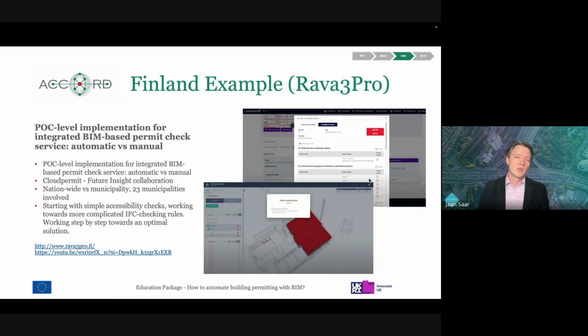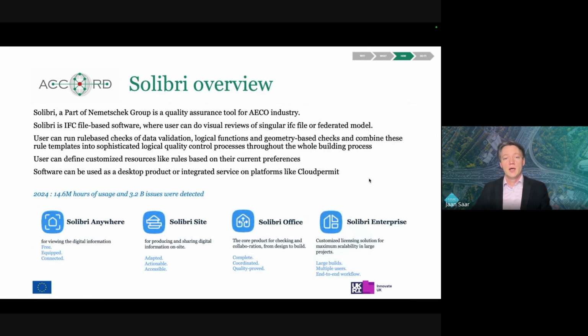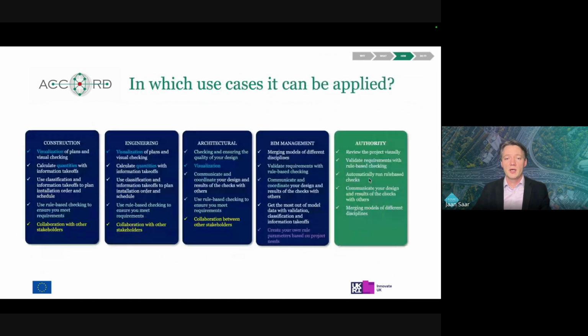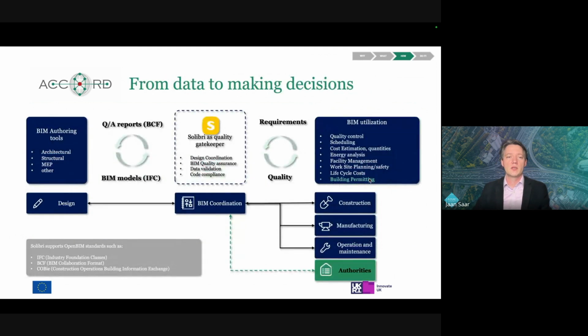Another pilot we did together with our Finnish colleagues and friends is in the Rava Free project, where we only did, I think, 5 checks, but you can also see how our software works in collaboration with Cloud Permit. Solibri, I think a lot of you might already know, is a great piece of software originating from Finland, and can do not just compliance checks, but it does cater for a much bigger audience in terms of quality control. But there is a very nice video explaining Solibri in detail.